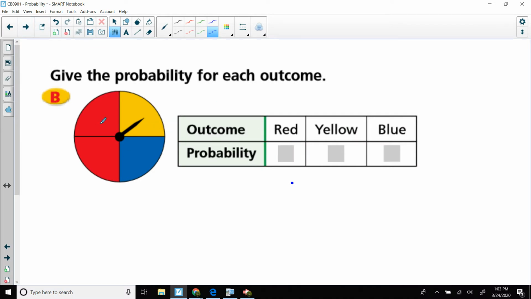They give us a spinner with 4 different sections in it. The red sections, there's only 2 of them. Yellow section only has 1. The blue section has 1. And now what we'll do is we'll find probabilities of those occurring. Since there are 4 altogether, 2 divided by 4, 1 divided by 4, and 1 divided by 4 would be our answers. Again, I don't want fractions.